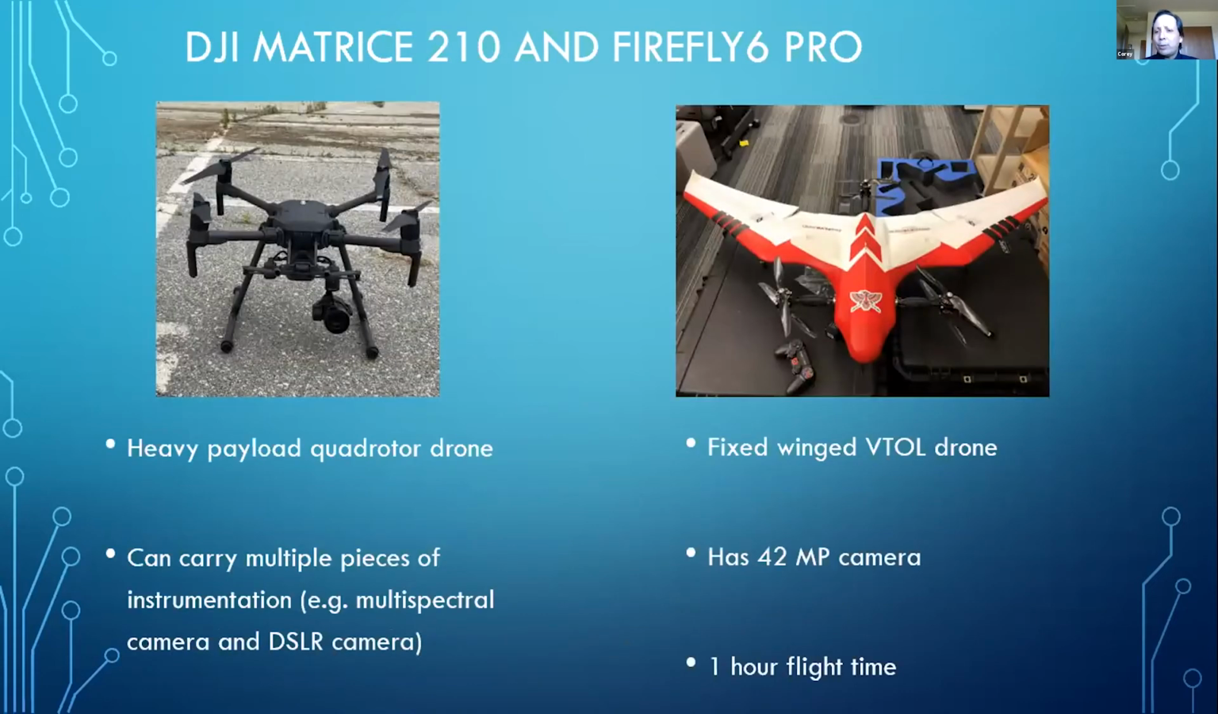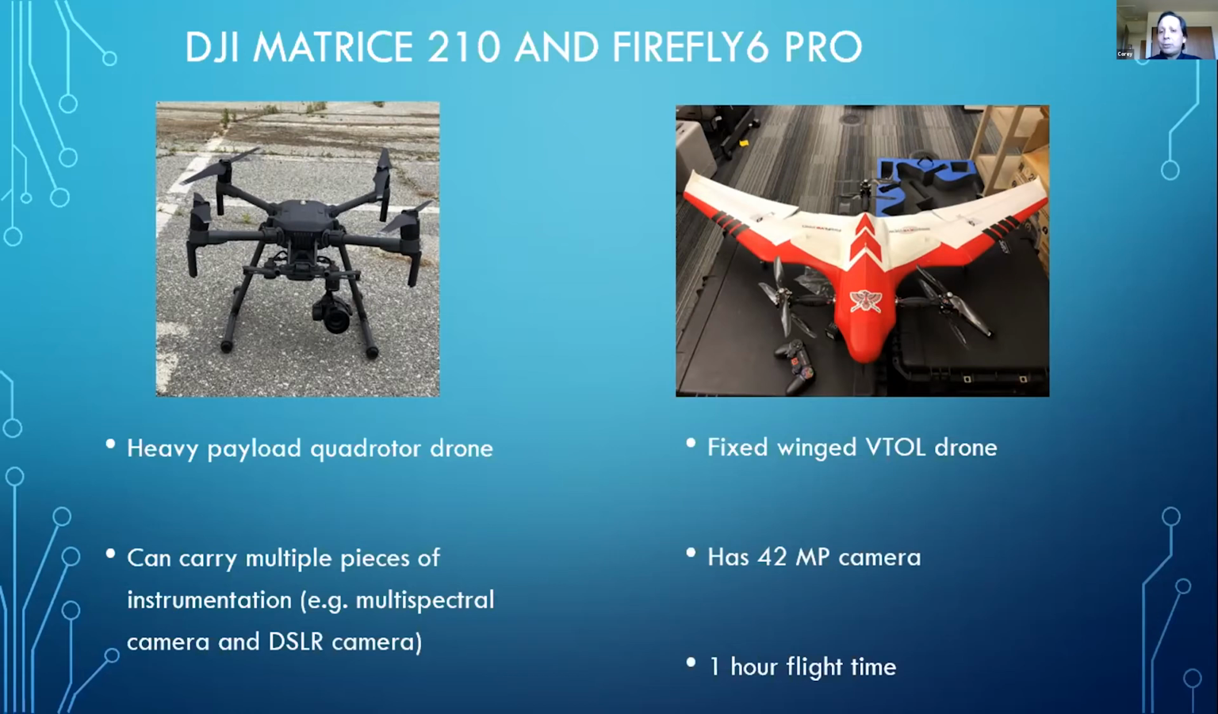We also have some more specialized drones that are housed within the center. These are a couple of our recent additions. The DJI Matrice 210. It's a heavy payload quad rotor drone, so it can carry multiple pieces of instrumentation at the same time. For example, we can simultaneously outfit it with a DSLR RGB camera and a multispectral camera at the same time.